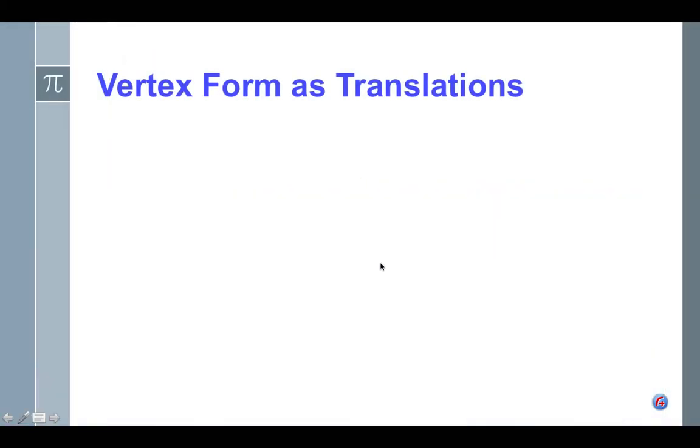We're looking at vertex form as a translation of a parent function. This is our standard vertex form: a times the quantity x minus h squared plus k. And with that square, that verifies that this is a quadratic function, because this x will eventually get squared when we FOIL. So this is a quadratic function in vertex form. h comma k is our vertex.